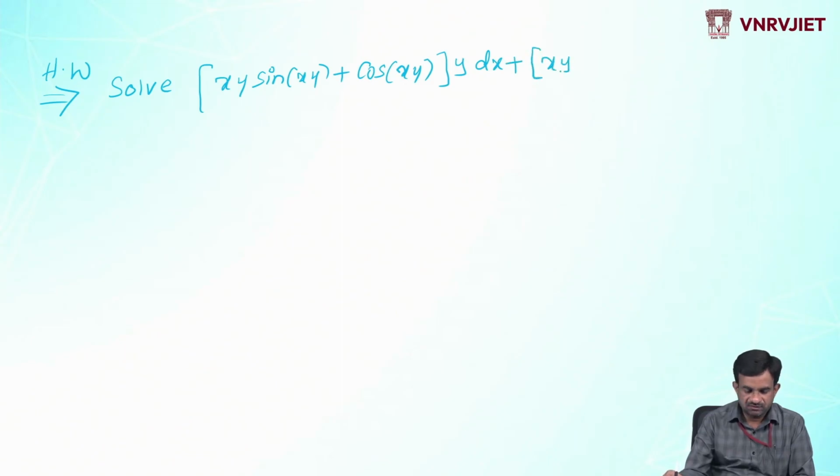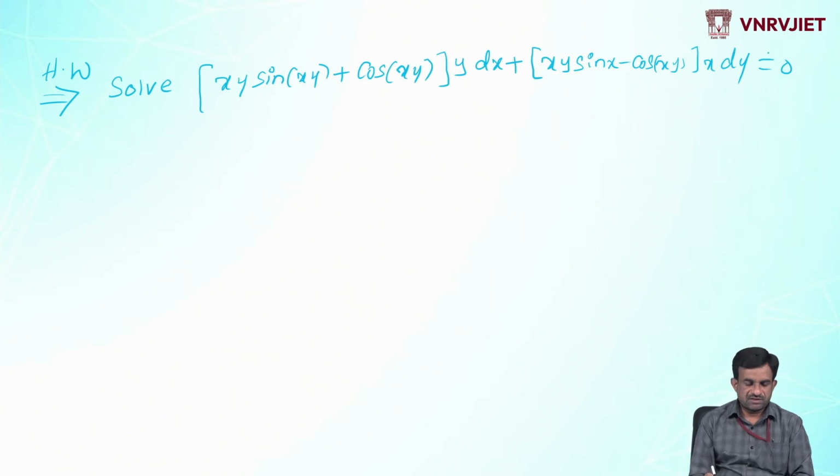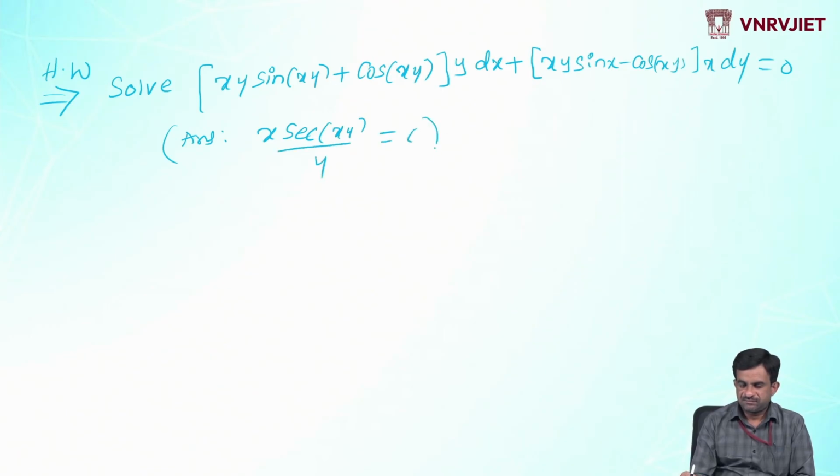Don't see that y into f of xy initially. First of all we have to verify whether it is exact or not. If it is non-exact only, one by one you have to see all the methods, method 1, method 2. x into dy is equal to 0. This is the given differential equation. If you want, you can note down the answer also. The answer for this is x into secant of xy divided by y is equal to c. This you can do at home.